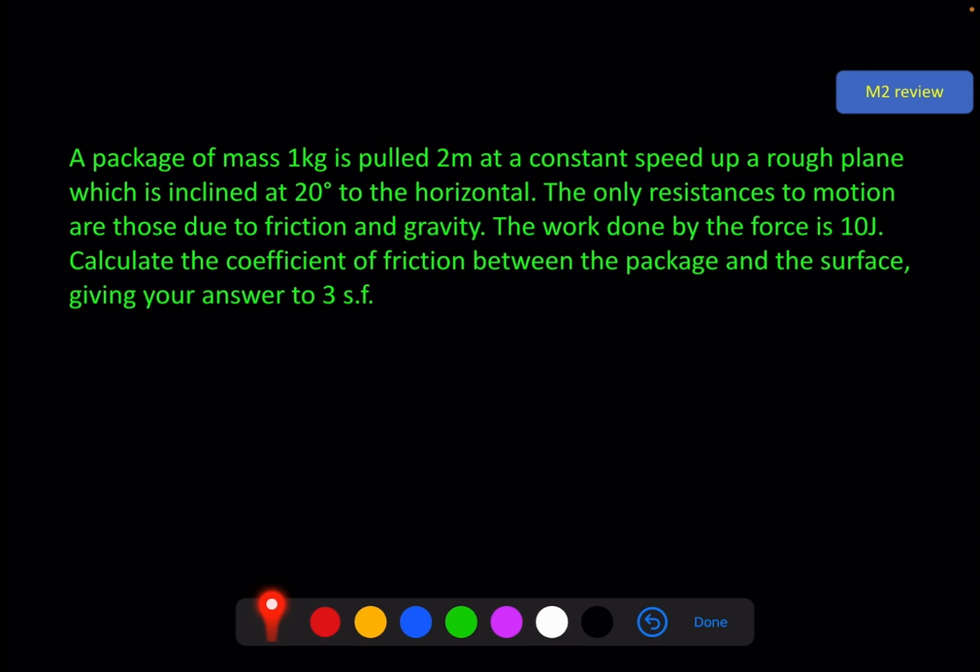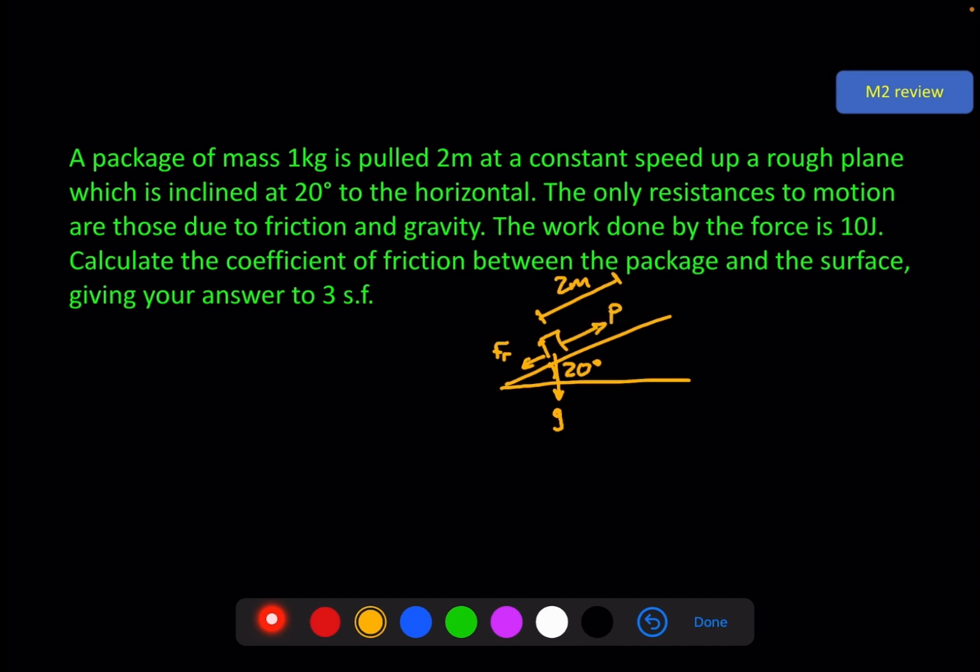A package of mass 1 kilogram is pulled 2 meters at a constant speed up a rough plane inclined at 20 degrees to the horizontal. So at 20 degrees, here's our package, 1 kilogram, so the weight is just g, and it's being pulled up at a constant speed 2 meters up the plane. The only resistances to motion are those due to friction and gravity, so we do also have friction here, and of course the pulling force, pulling it up the plane.